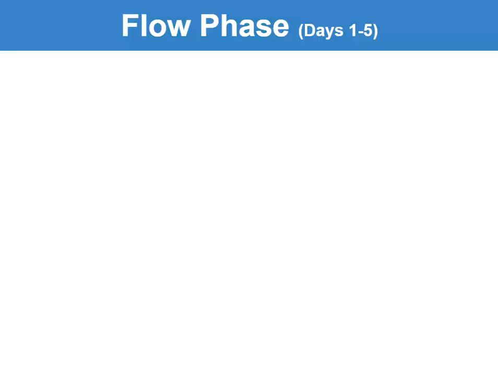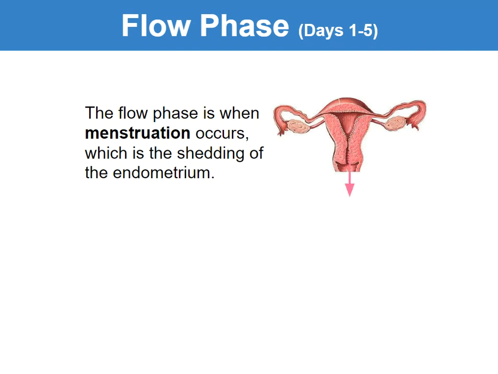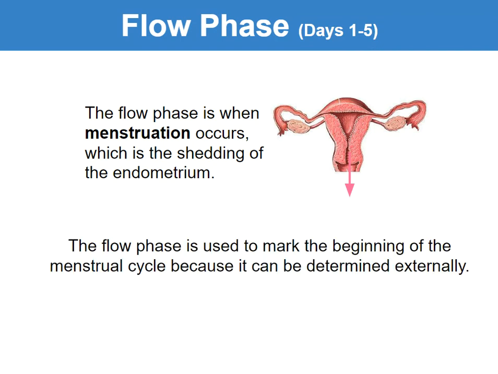The flow phase is when menstruation occurs, which is the shedding of the endometrium, the lining of the uterus. And the reason this is the beginning of the cycle is because you can tell when it's happening, right? Because it happens externally. So that marks the beginning of the cycle.